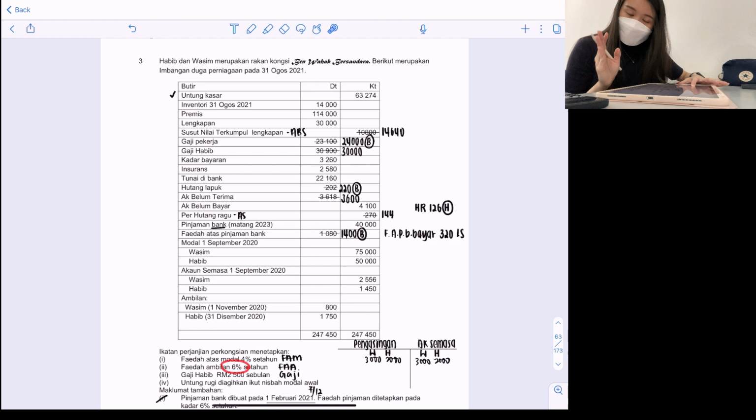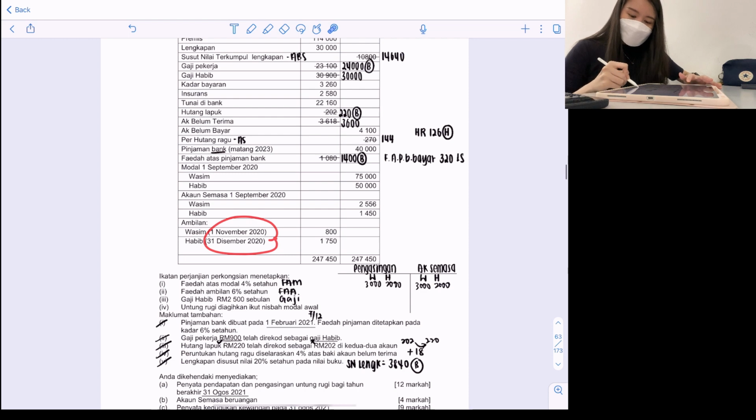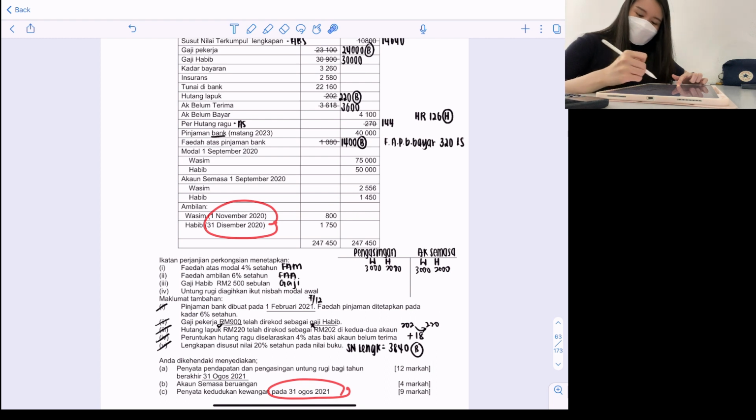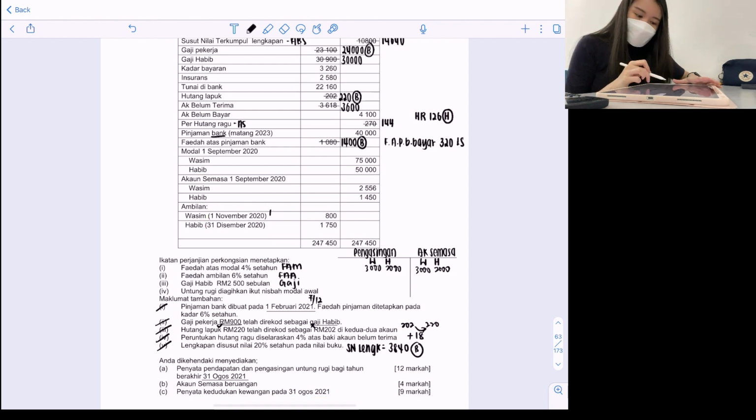Not every time both of them have ambilan, but if they do, usually they will put a date there. So be aware that the date will indicate how long they have took the money from the business, and we will see whether it's 12 months or not based on our tarikh akhir. So 31st August is bulan 8. Okay, so November to August, November, December is 2 months. August is 8 months, right? So 2 plus 8 is equals to 10. That is how long they have took the money. And for Habib, if it starts from 31st December, December is not even a month to count already because it's the last date of December. So we're going to start calculating from January to August, which is 8 months.